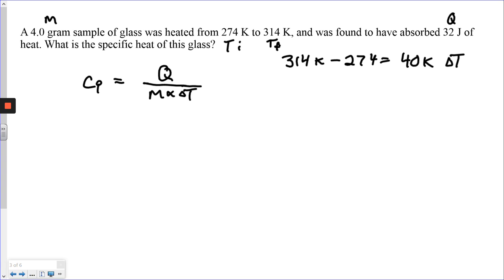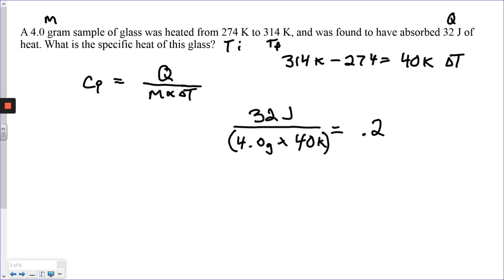We have specific heat is equal to Q, which in this case is 32 joules, over our mass, 4.0 grams, times our change in temperature, which is 40 Kelvin. When I solve this, I get 0.2. And when I'm punching this in the calculator, I need to make sure, since I have more than one number in the denominator, that I keep parentheses around this, or I find the product of 4.0 times 40 first, which would be 160, before I divide 32 by that number.